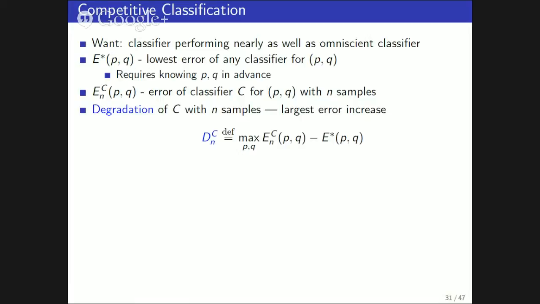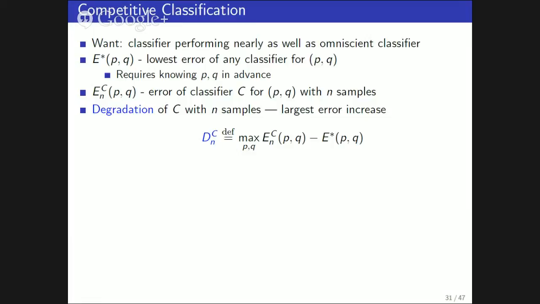And we define the degradation of C with n samples to be the largest increase in error. So if your classifier is C with n samples, its degradation is the maximum over all possible pairs of distributions of your error minus the best error. So by how much worse are you than the omniscient classifier for any pair of distributions? Is that clear? So this is the error probability, right? Correct.